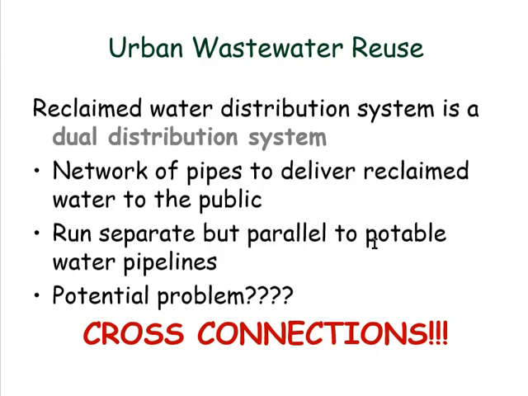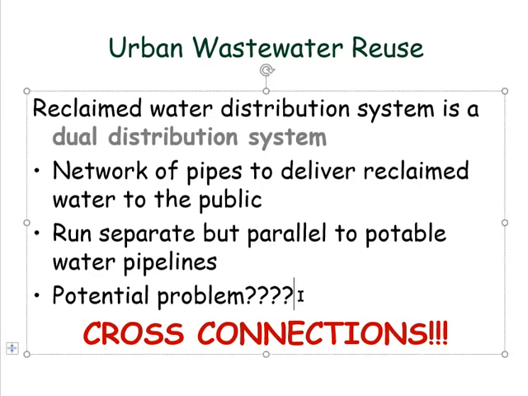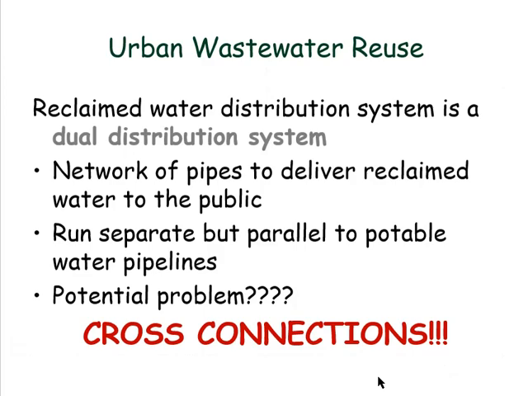The potential problem in this kind of system is that if some plumber is doing repair of this piping system and doesn't know about it, there may be a cross connection. He will connect the wastewater line with the sweet water line, and it is not good for public health and the environment. So this is one of the problems in the wastewater use system.